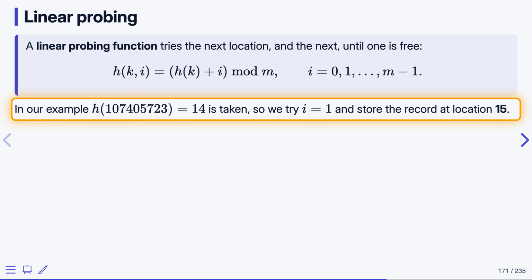In our example, key 3 hashed to 14, and 14 was taken. So we try i equal to 1, which gives 15. That location is free, so the record goes there. Many other collision methods exist, and you will meet them in a later computer science course.